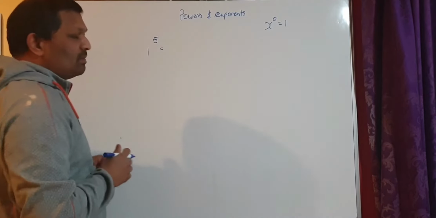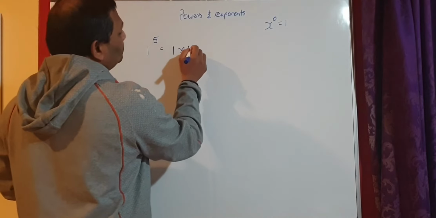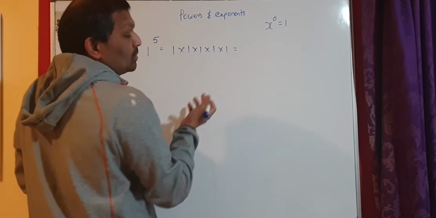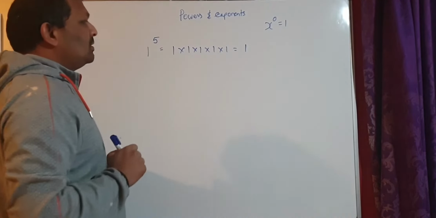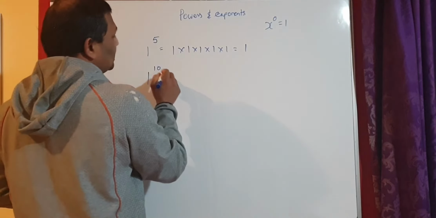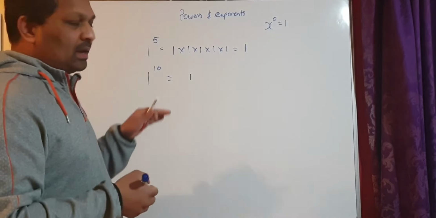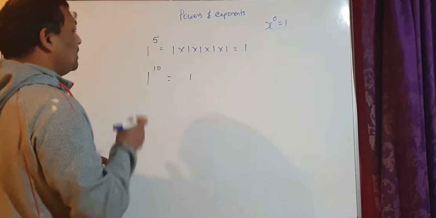So what is the value of 1 to the power of 5? It is 1 into 1 into 1 into 1 into 1, so you know that it's going to be 1. So 1 raised to the power 5 gives 1. For example, 1 raised to the power of 10 is again 1, because if you multiply 1 into 1 into 1 into 1, like that, 10 times, you will get the answer 1.